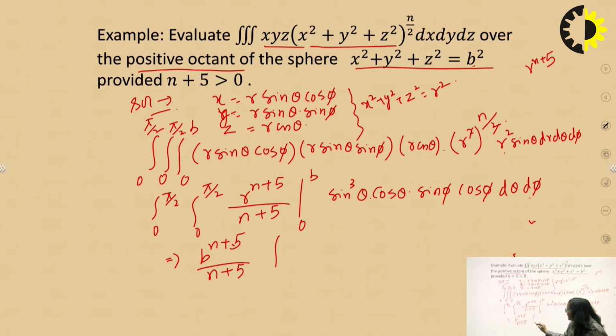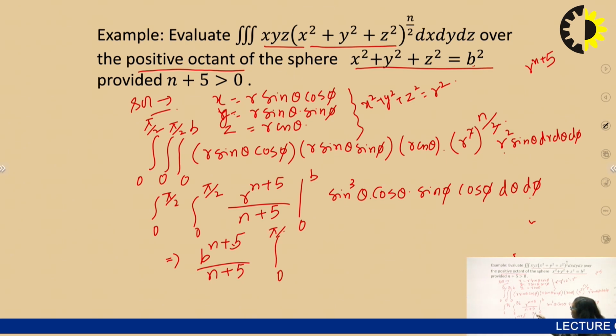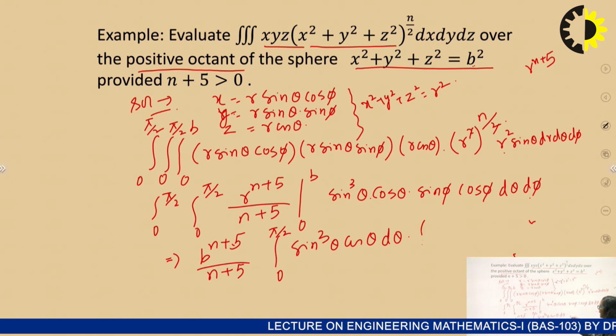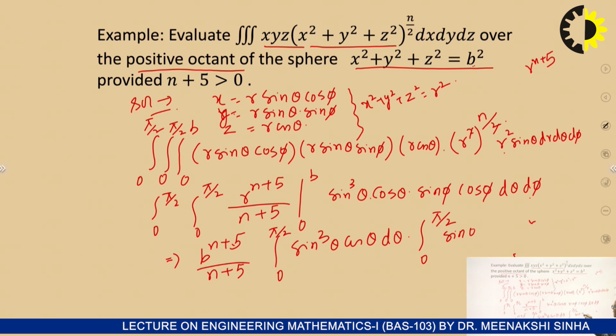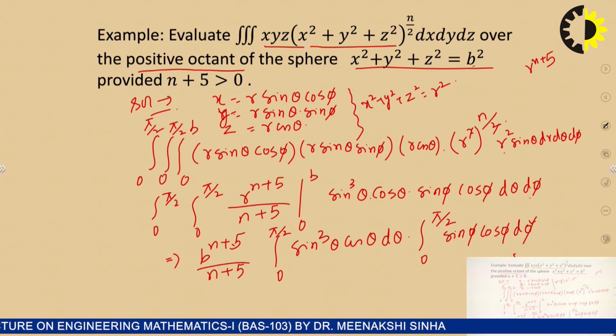And what else am I left with? I am left with 0 to pi by 2. One integral I am making for the sine function, means sine cubed theta, cos theta, d theta. And one integral I am making for the phi function, sine phi, cos phi and d phi. Fine. Okay. So now, this is constant. This is the same integral which we have evaluated in the last slide.